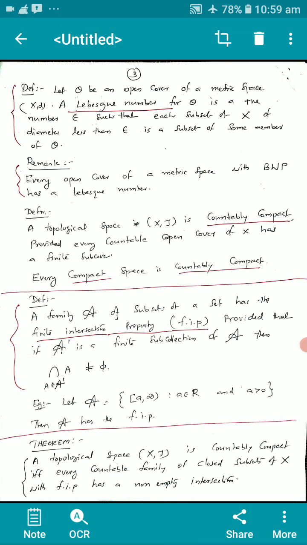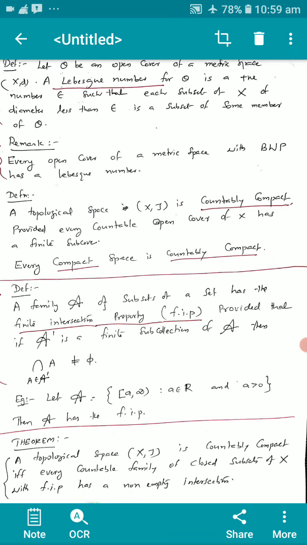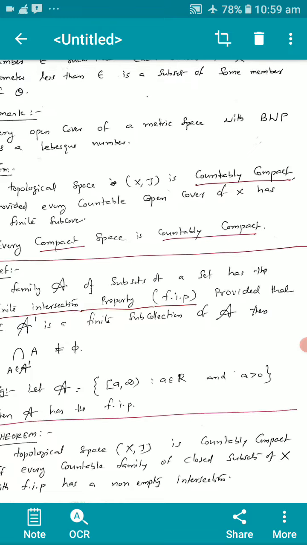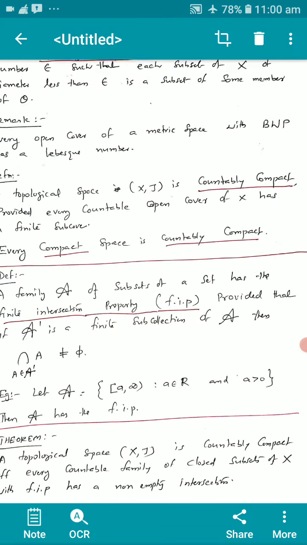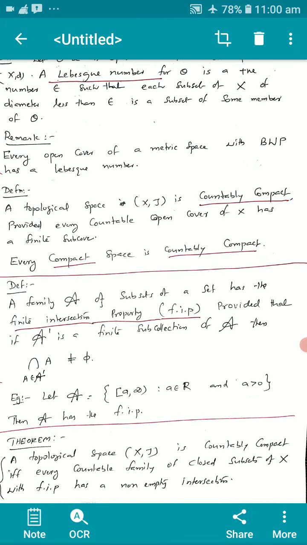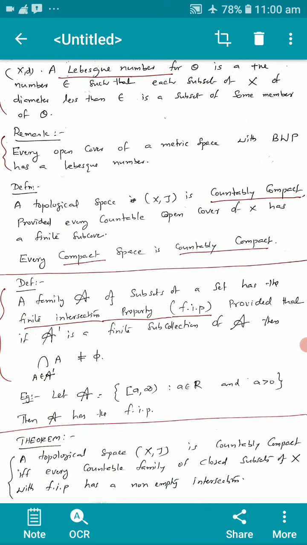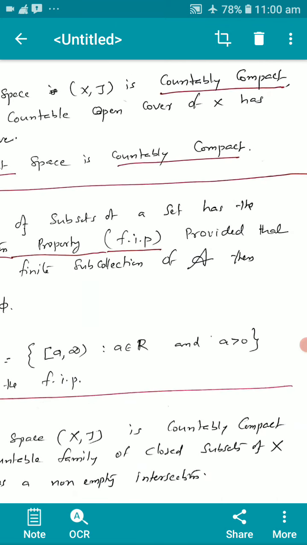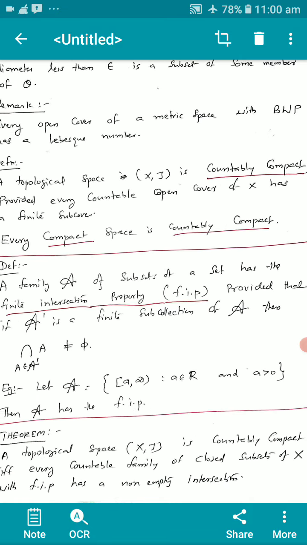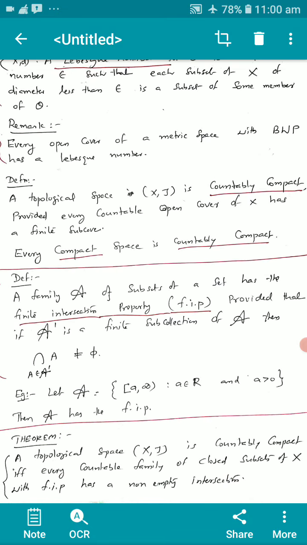Next definition, that is the finite intersection property. A family A of subsets of a set has the FIP, or finite intersection property, provided that if A' is a finite subcollection of A, then the intersection of the sets in A' is not equal to phi. For example, the family A equal to the collection of closed intervals [a, infinity), where a is in R, has the finite intersection property.